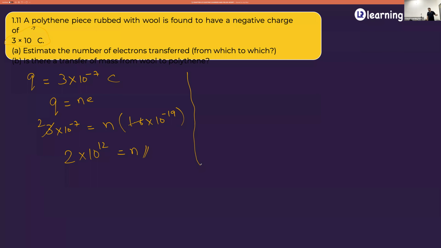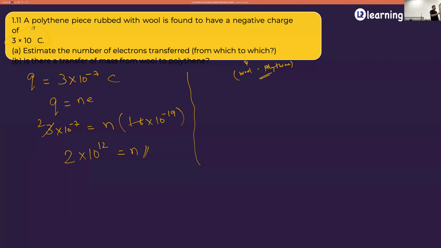From the wool to the polythene, because polythene is the one which has gained negative charge. It has taken the electrons. So electrons have got transferred from wool to polythene. So the answer to this is wool to polythene. Next, is there a transfer of mass from wool to polythene?